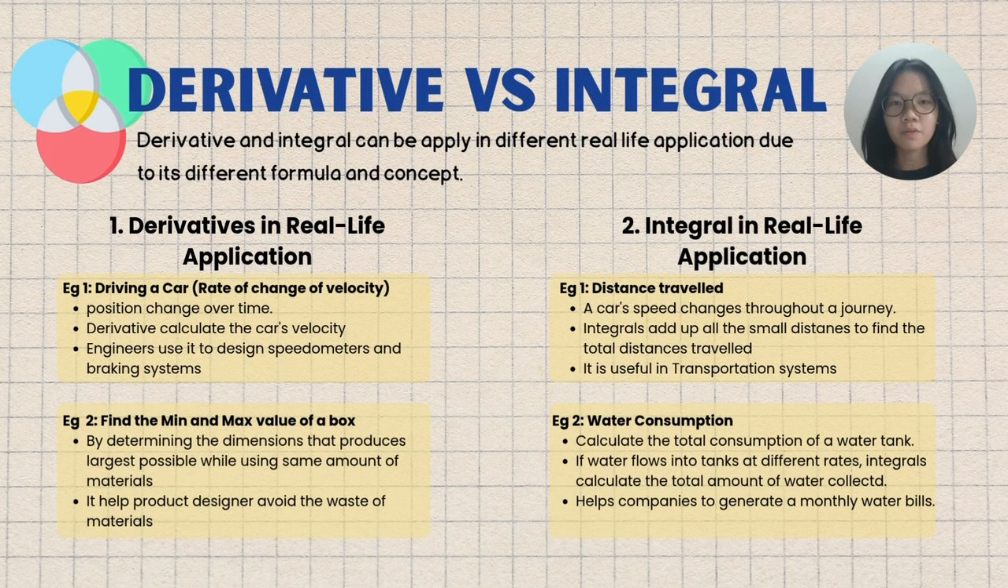The second example for integral is water consumption. It can calculate the total consumption of a water tank. If water flows into a tank at different rates, integral can calculate the total amount of water collected. It can help the company to generate a monthly water bill.